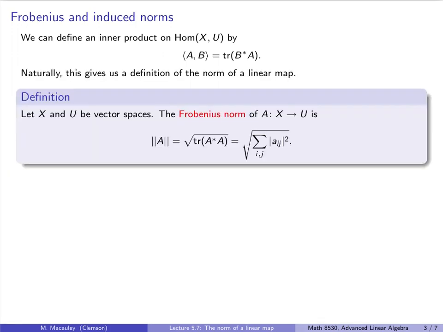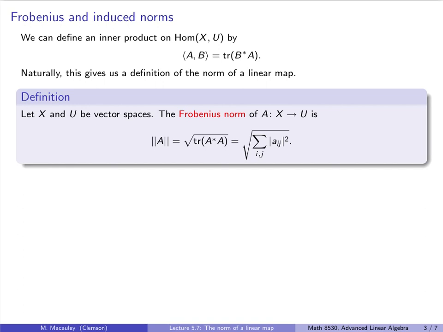Anytime we have an inner product, we get a norm. And in this case, it's called the Frobenius norm. So the Frobenius norm of A is the square root of the inner product of A with itself. So that's the square root of the trace of A star A. And in terms of matrices, this is the square root of the sum of the squares of the entries of A. This is something that I think I showed you a while ago when we saw traces, but it's worth seeing it again.